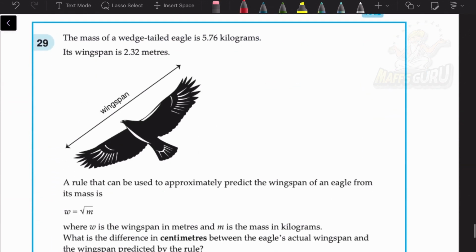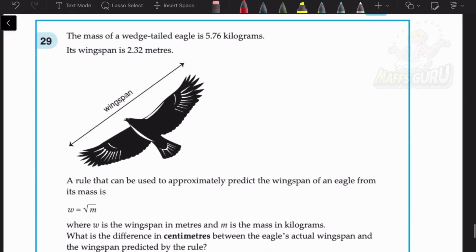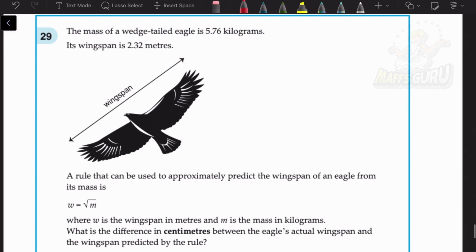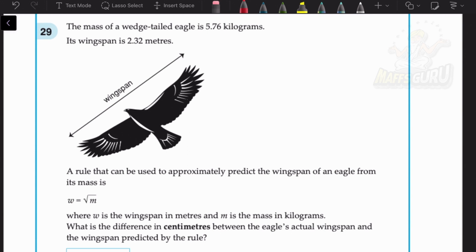My goodness, this paper goes on and on and on. When does it end? Question 29. The mass of a wedge-tailed eagle is 5.76 kilos and its wingspan is 2.32 meters. A rule that can be used to approximately predict the wingspan of an eagle from its mass is wingspan is equal to the square root of its mass, where W is the wingspan in meters and M is the mass in kilos.